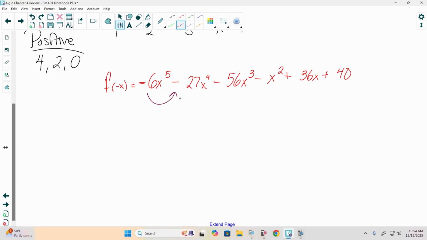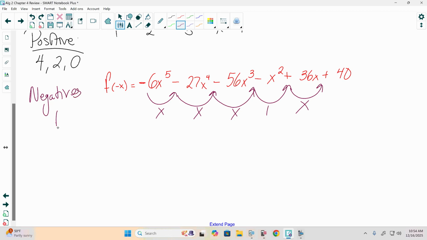And then all we have to do is count the sign changes from term to term. So we're going from negative to negative, no sign change. Negative to negative, no sign change. Still negative to negative, no sign change. Negative to positive, positive to positive. So our negatives, we have 1.